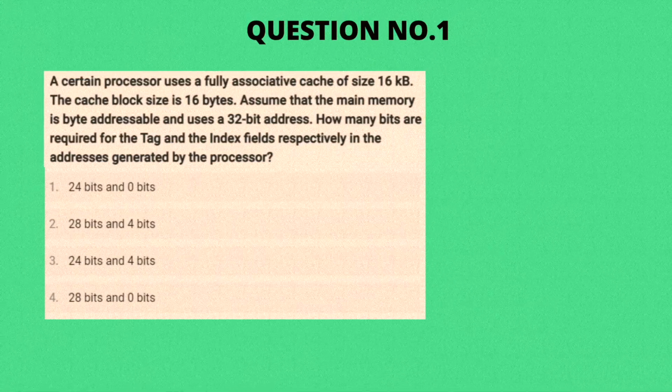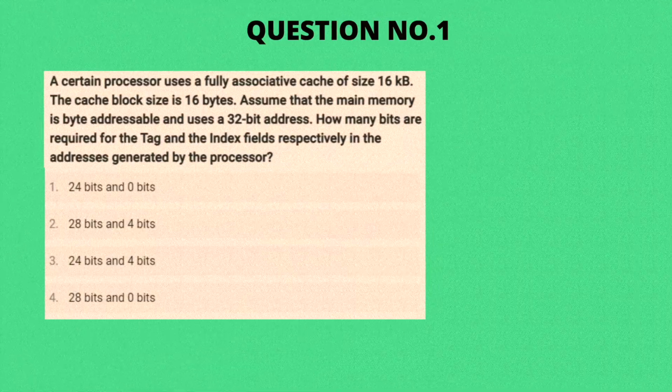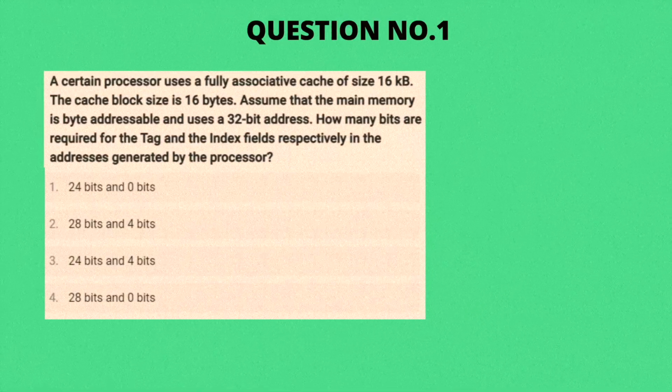Thank you, Sarvesh. Now we are moving on to the first question of the GATE examination of year 2019. The question is, a certain processor uses a fully associative cache of size 16 kilobytes. The cache block size is 16 bytes. Assume that the main memory is byte addressable and uses a 32-bit address. How many bits are required for the tag and the index fields respectively in the addresses generated by the processor?